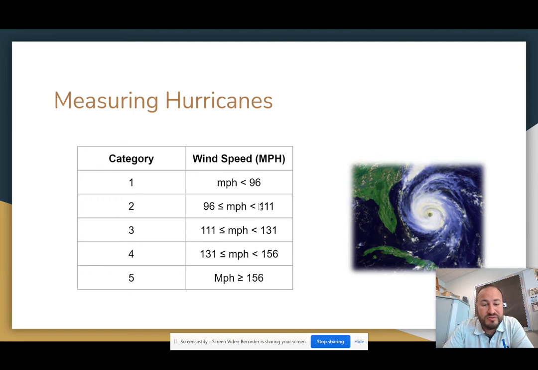Category 2 goes up to 111, not including 111 because it doesn't have that equal sign right there. So 110.999 miles per hour, that's category 2. But as soon as you hit 111, that's category 3, and so on. So that's how those intervals work.